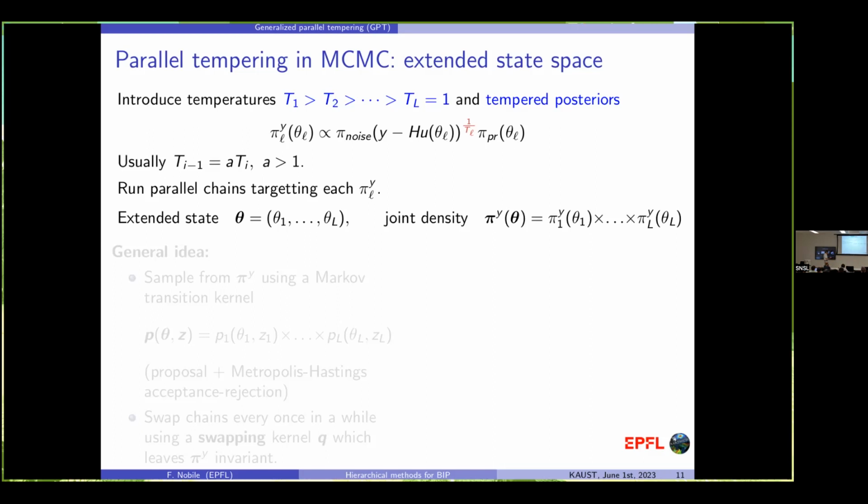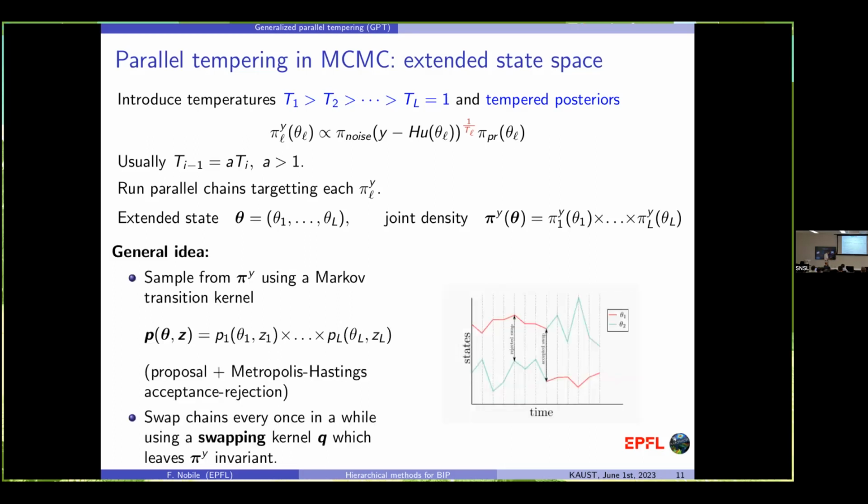But of course, if you just run the parallel chains without interactions, you don't gain anything. So at some point, you want them to interact. The idea of parallel tempering is that you advance the chains independently for a few steps, and then every once in a while, you swap states between the chains. You take the state of the high temperature chain and assign it to the chain that was running at low temperature, and vice versa. So you have two chains here, the red and the blue, and at some point you swap the two states. The blue one continues here and the red one continues here.